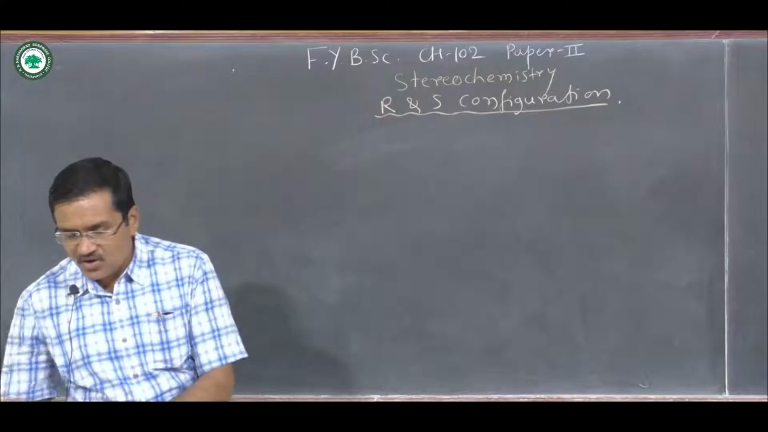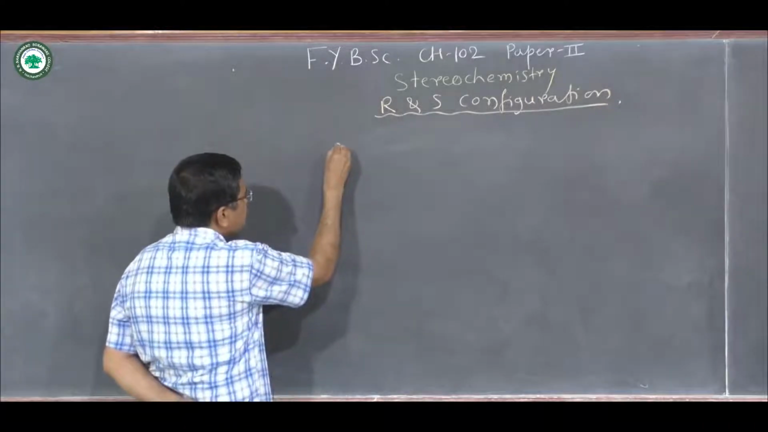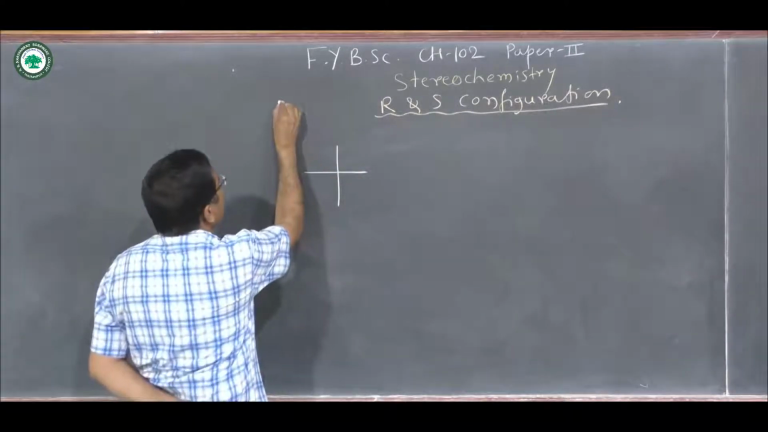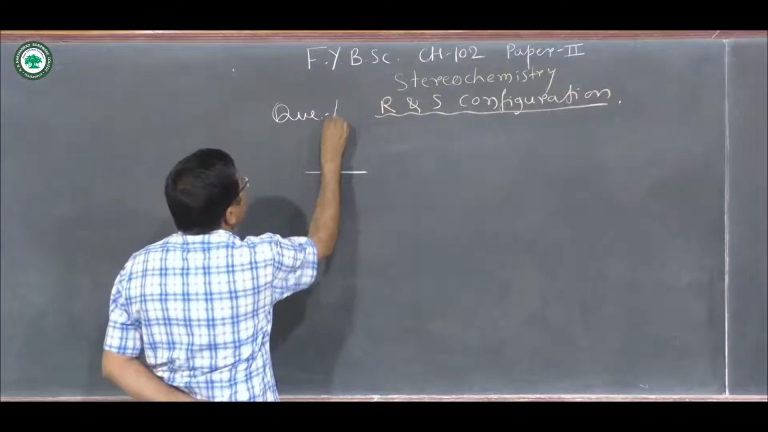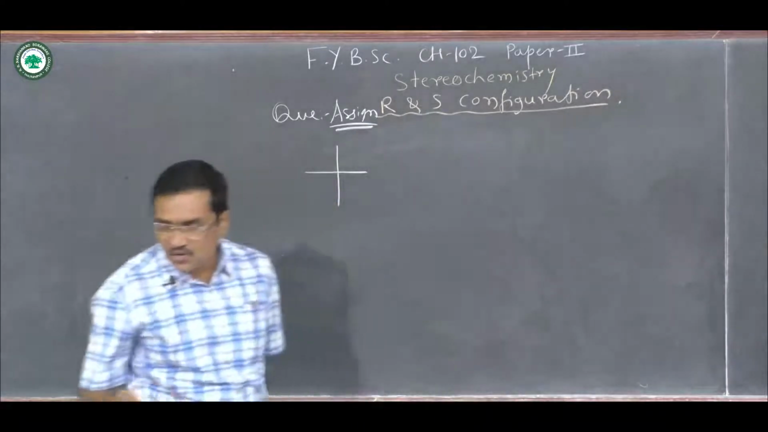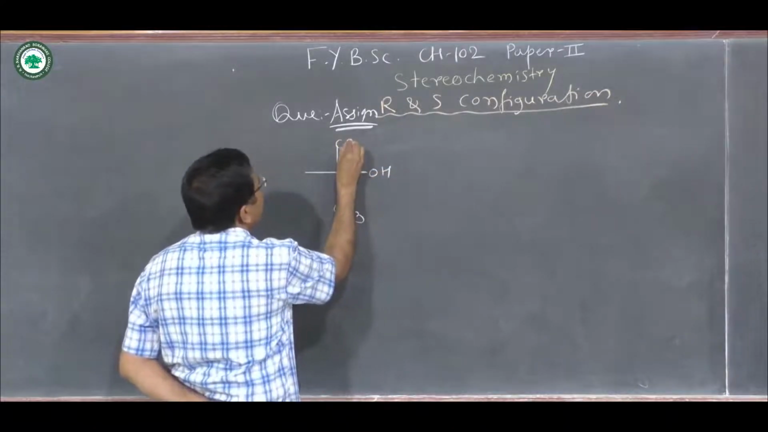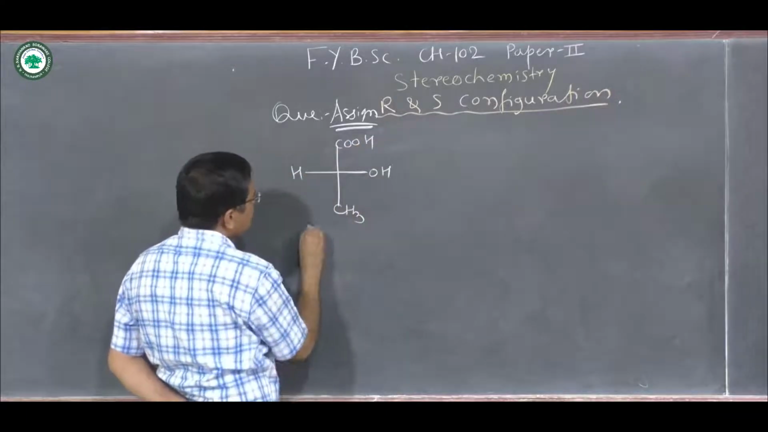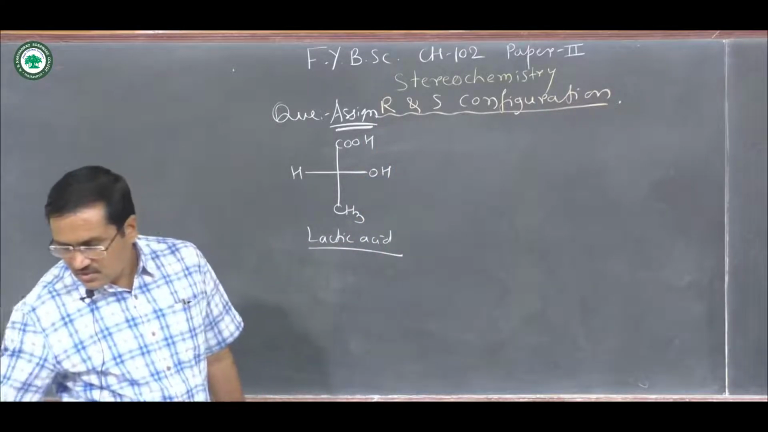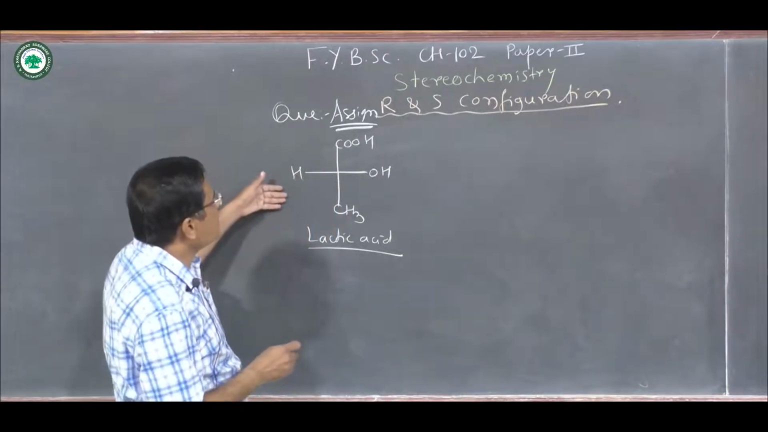Now for this we take the example of lactic acid. Suppose your question is: assign R/S configuration for the following compound, lactic acid. Now here, this is the lactic acid. Okay, now we will take the steps with the help of CIP rules.